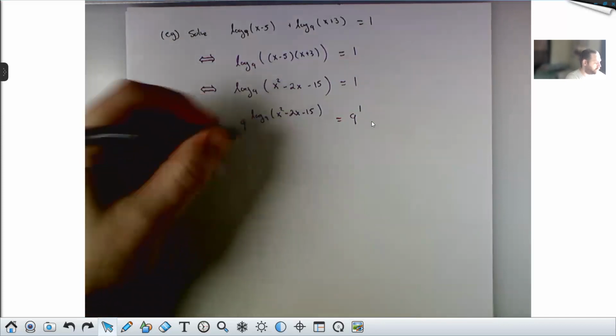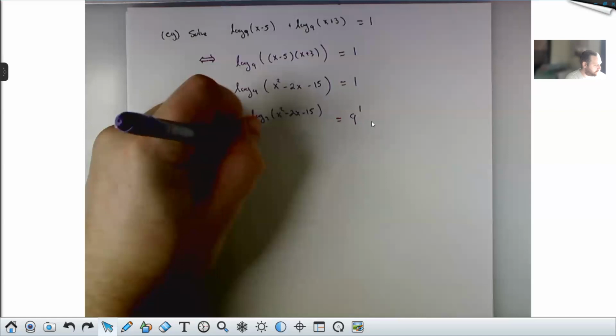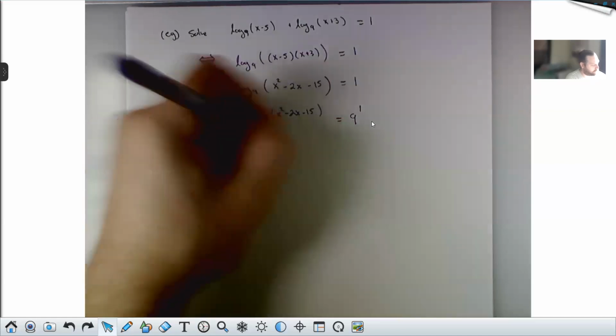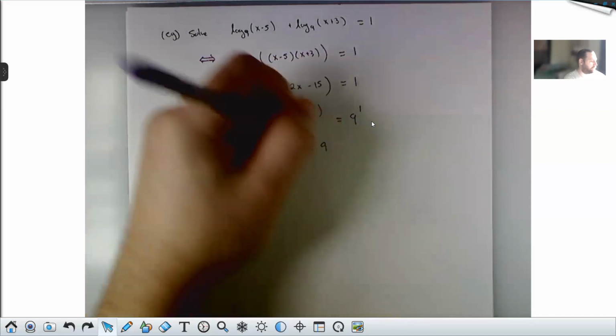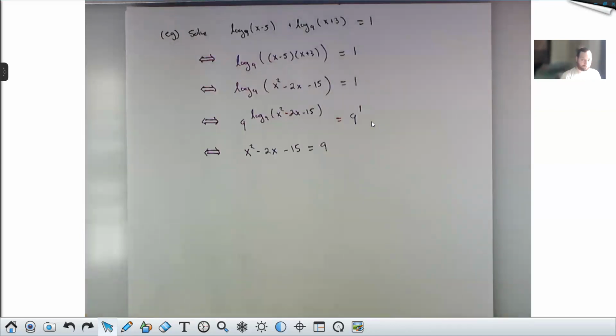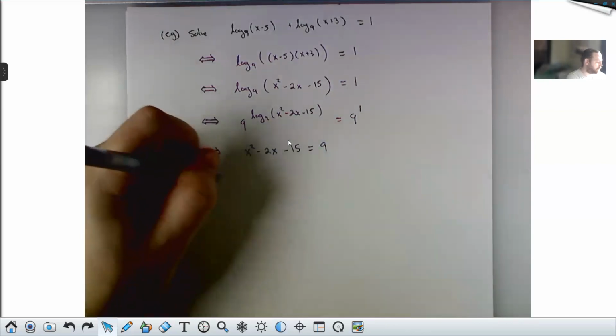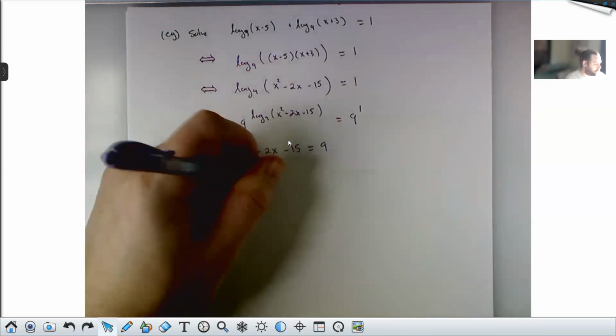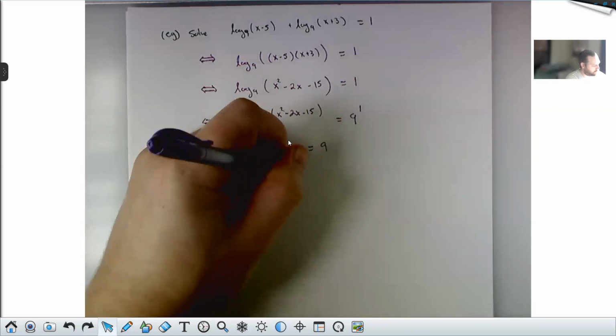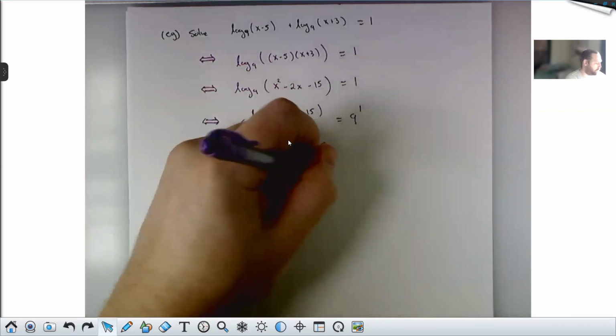Nine to the base 9 log of some stuff is just that stuff. So this is x squared minus 2x minus 15 equals 9 to the 1. It's just 9. And again, quadratic equation. We can subtract 9 from both sides. You get x squared minus 2x minus 24, right? Yeah, 24, equals 0.